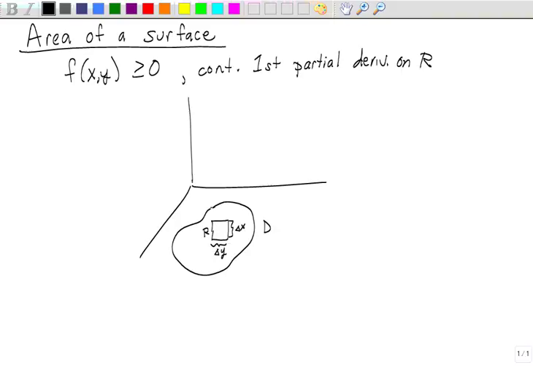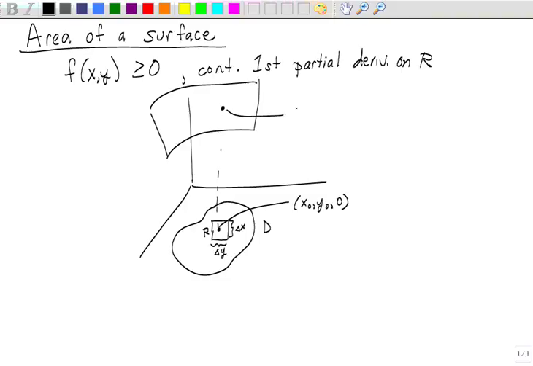And we're going to take this point in that rectangle, and let's call it x0, y0, 0. And we're going to go up to this surface that corresponds to that region D. And that's x0, y0, f of x0, y0. And that's the surface.